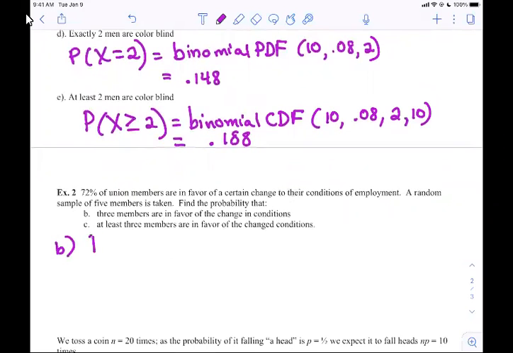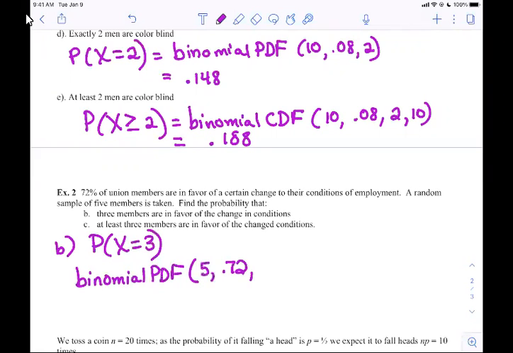All right, so part B, I said this is the probability of X equals 3. So which one are you going to use? Binomial PDF or CDF? PDF. So what is N? How many trials are there? 5. So you're going to go 5, and it's 0.72, and I want 3 members. So I got 0.293.